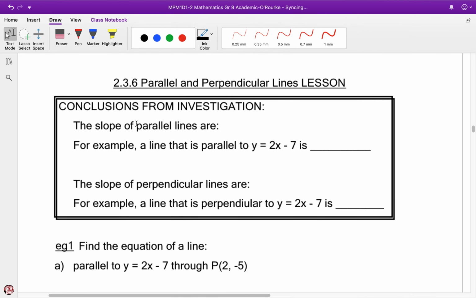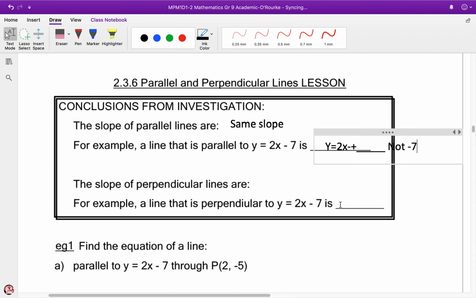So conclusion from the investigation. Slope of parallel lines are, I'm going to write here, same slope, or equal slope. For example, parallel line is y equals 2x minus or plus any number you want. Not 7, not negative 7.